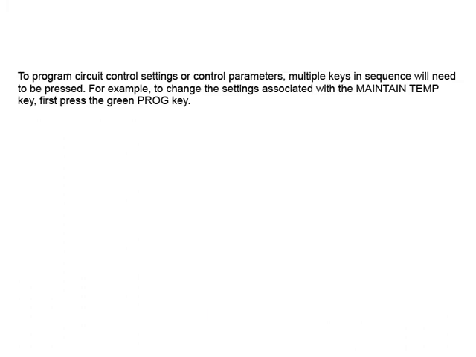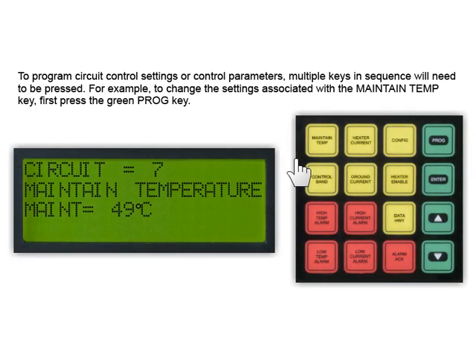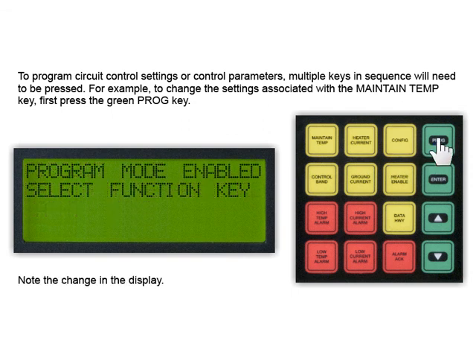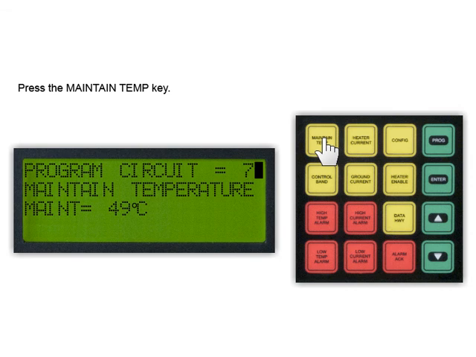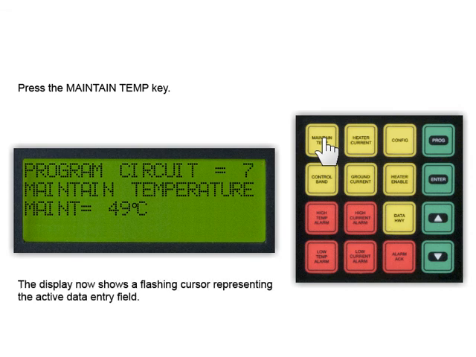To program circuit control settings or control parameters, multiple keys in sequence will need to be pressed. For example, to change the settings associated with a maintain temperature key, first press the green program key. Note the change in the display. Press the maintain temperature key. The display now shows a flashing cursor representing the active data entry field.